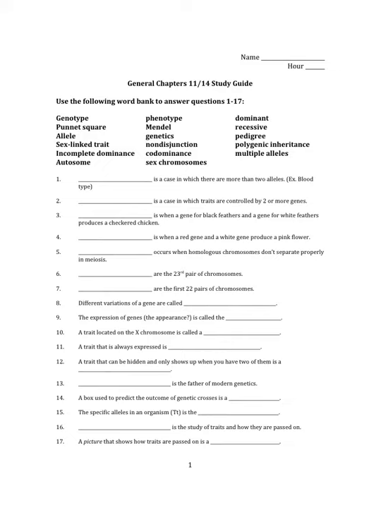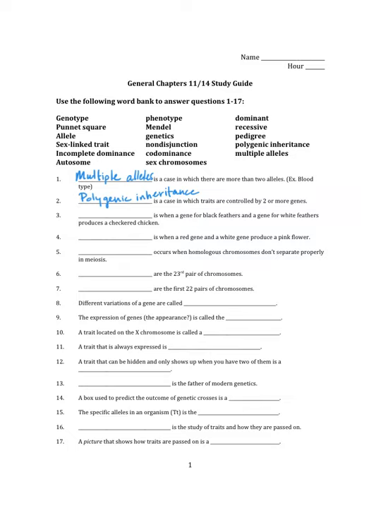Today we're going to go over the answers to the Chapter 11 study guide. So number 1 says multiple alleles is a case in which there are more than 2 alleles, for example, blood type. Number 2 says polygenic inheritance is a case in which traits are controlled by 2 or more genes. So that would be things like hair color or skin color.